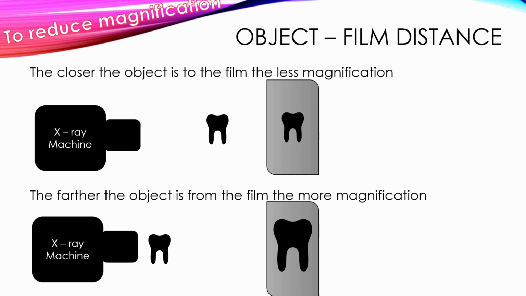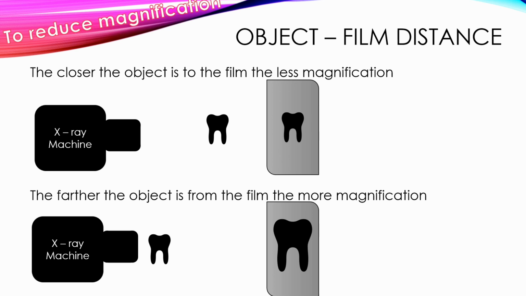If you take your hand and place it near the wall, your hand looks pretty accurate in size and shape. If you move your hand away from the wall and closer to the source of radiation, which is the flashlight, the image gets magnified and becomes distorted on the receptor, or on the wall.